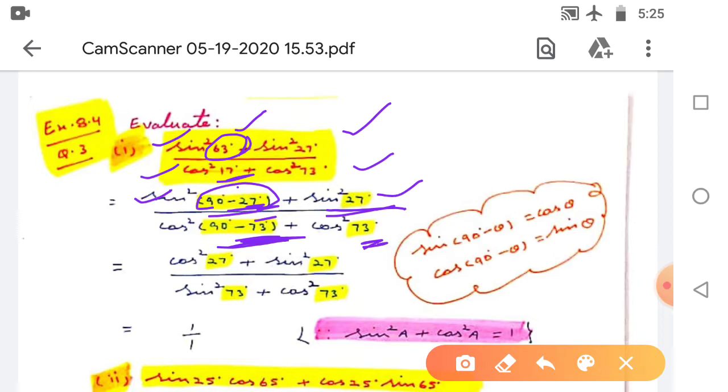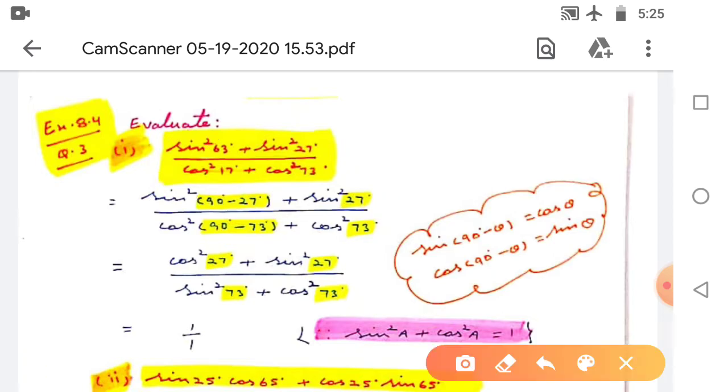So now look at here. This is sine square 90 minus theta. The sine of 90 minus theta is cos theta, so we write cos square 27. And cos 90 minus theta is sine theta, so this is sine square 73. So look at here now. This is cos square 27 plus sine square 27 upon sine square 73 plus cos square 73.